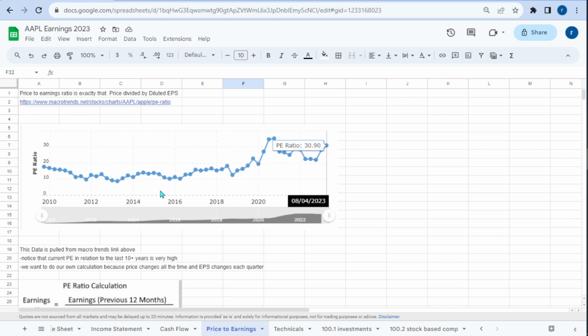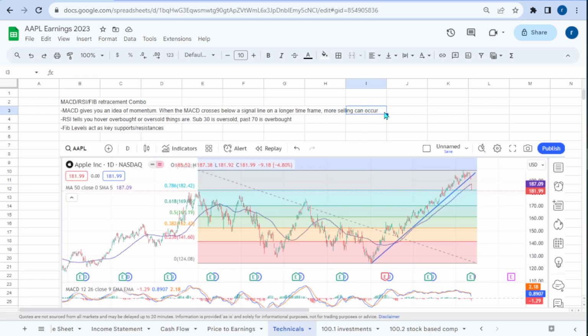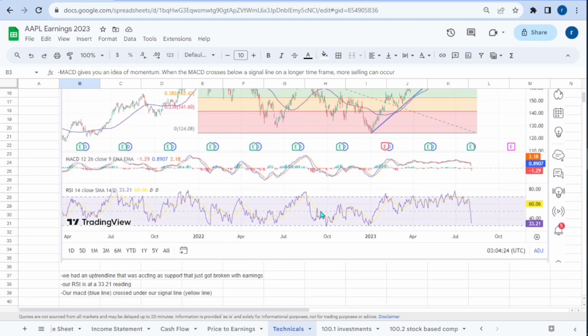And then another thing that you could also do is look at the technicals to go along with this. So I like to use this method. It's the MACD, RSI, and Fib retracement combo. If we're looking at MACD, this is going to give you an idea of momentum. So when MACD crosses below the signal line on a longer time frame, more selling can actually occur. Right here in this chart, I know it looks kind of confusing, but I am looking at the 1 day chart. So basically one candlestick equals 1 day.